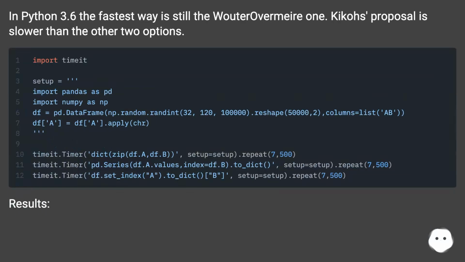This will give you... in Python 3.6 the fastest way is still the Wouter over Mer 1. Kiko's proposal is slower than the other two options. Results.